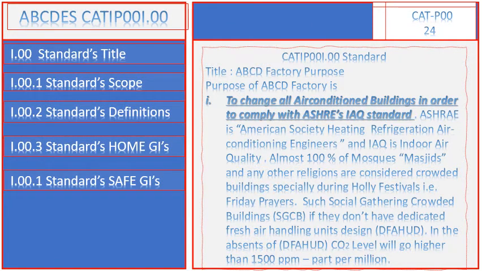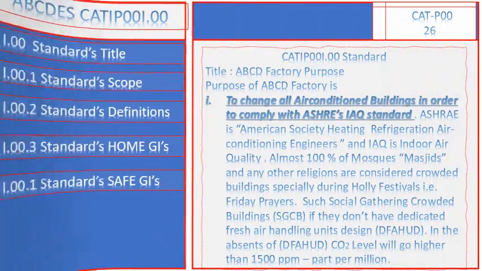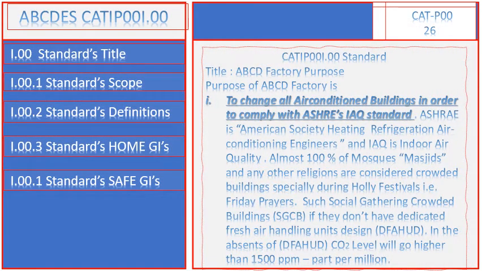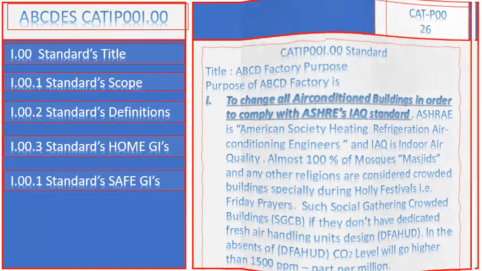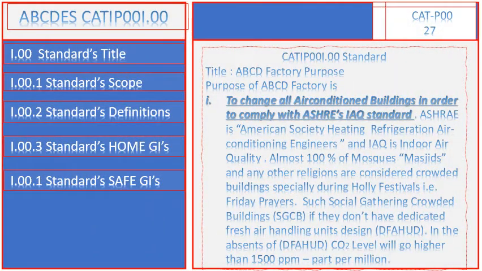To change all air-conditioned buildings in order to comply with ASHRAE IAQ standards. And here we give specifically the masjid or any similar building. We call it a social gathering crowded building. Why is the masjid important? Because it is every Friday. If there is an event building, the city hall or something, it will not be every Friday. I know for weddings, this is not included, it's not social, it's business.